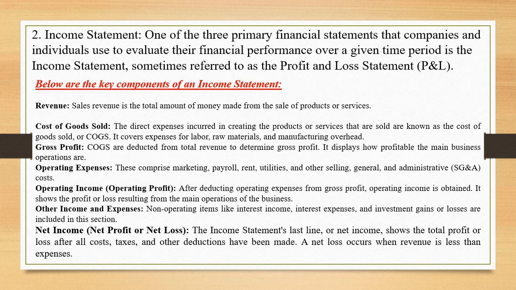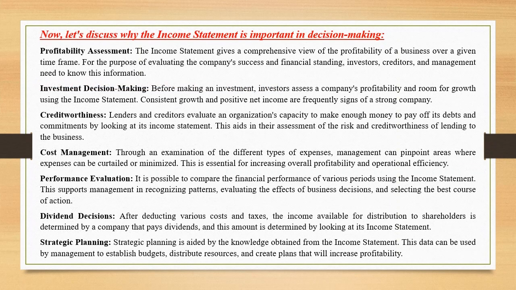Operating expenses. These comprise marketing, payroll, rent, utilities, and other selling, general, and administrative (SG&A) costs. Operating income. Operating profit is obtained after deducting operating expenses from gross profit. It shows the profit or loss resulting from the main operations of the business. Other income and expenses. Now, let's discuss why the income statement is important in decision-making.